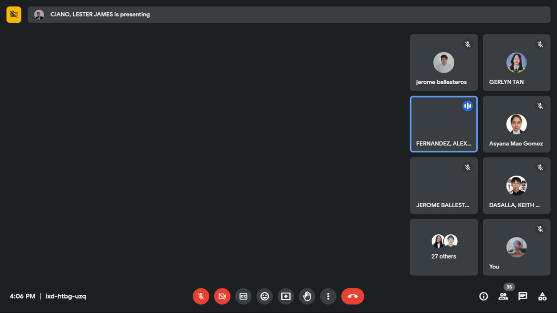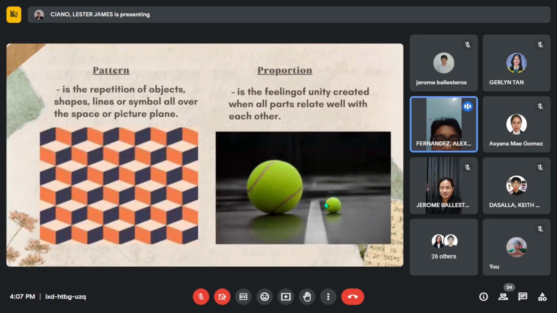Sa pattern, it is the repetition of objects, shapes, lines, symbols all over the space or picture plane. Pattern can be used to create balance, organize surfaces in a consistent manner, or create contrast. So, yung pattern, parang inuulit mo lang yung specific visual elements, pwedeng isang single unit or multitude of forms.